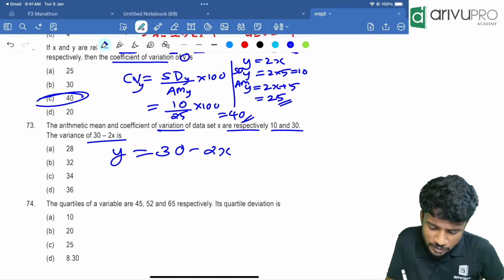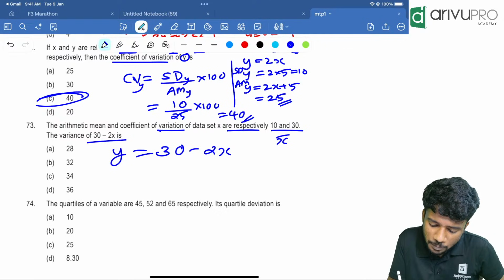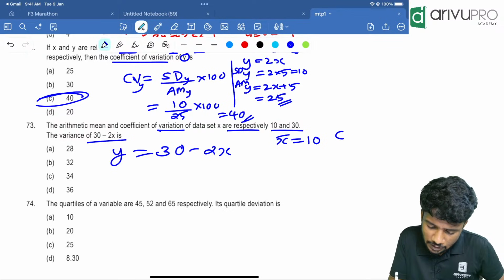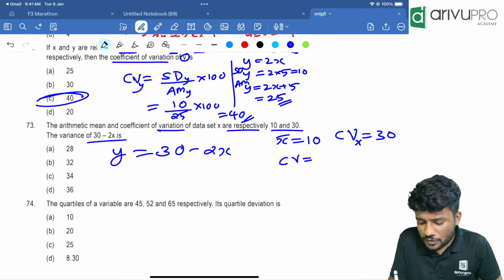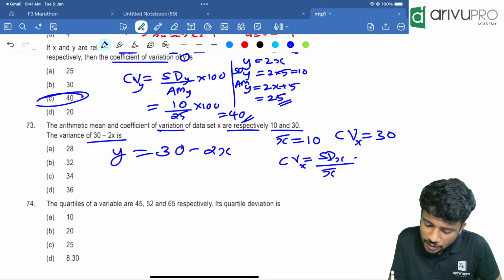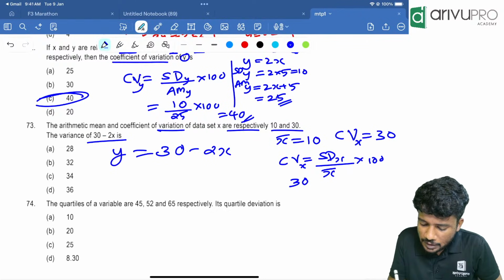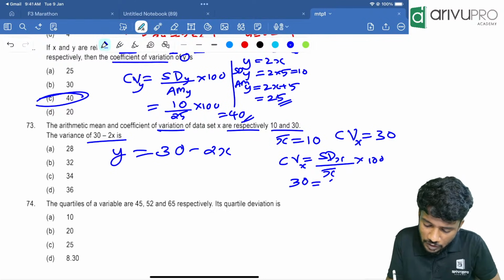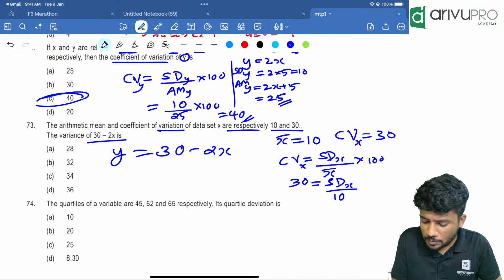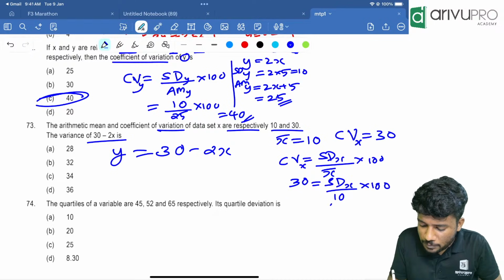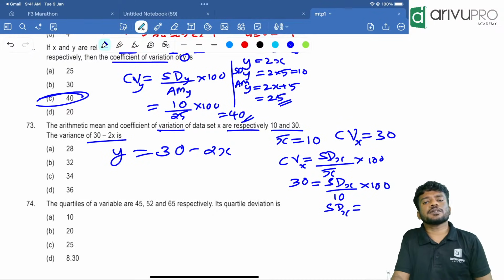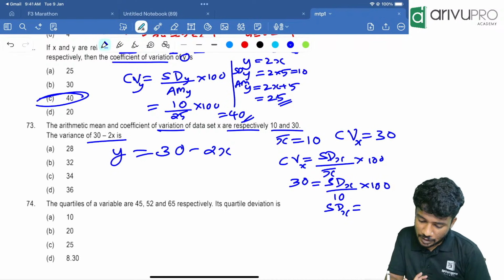First of all, people, what all things are given? Arithmetic mean. So x bar is given as 10. Then coefficient of variation, that means CV of x is given as how much? 30. So people, we know that coefficient of variation is nothing but standard deviation of x divided by x bar into 100. From that 30 is equal to standard deviation we need to find divided by x bar, which is nothing but 10, into 100. From that standard deviation of x is how much? Standard deviation of x is nothing but 3.